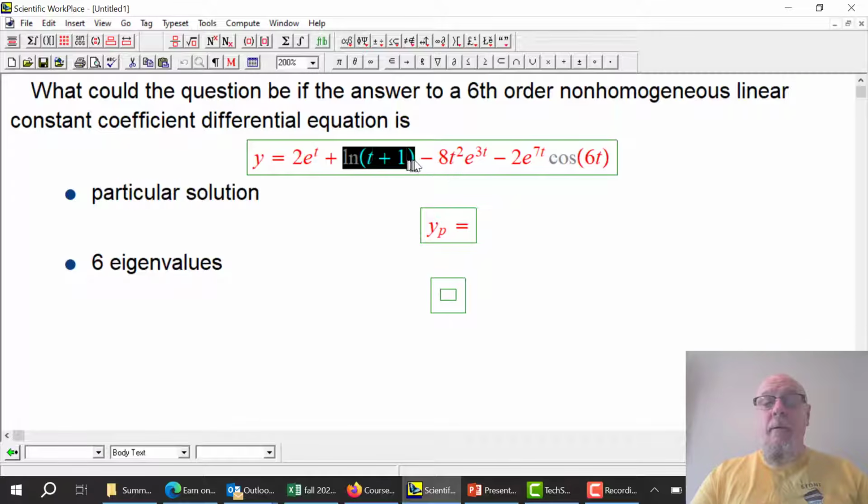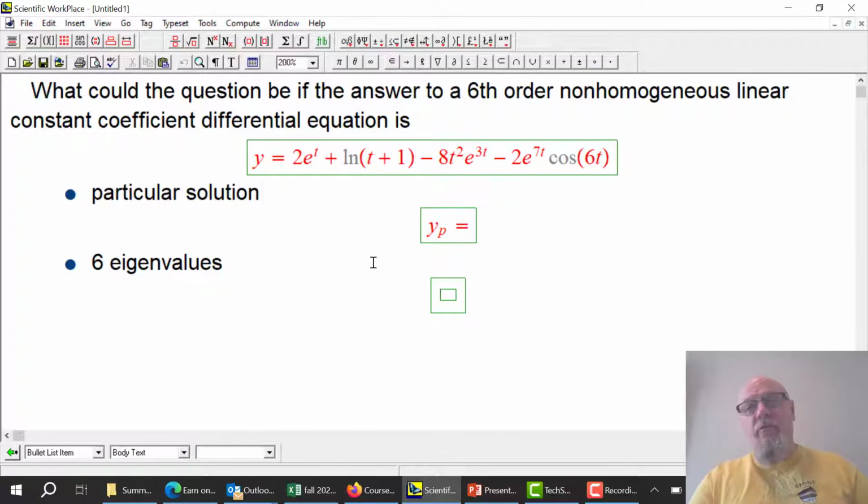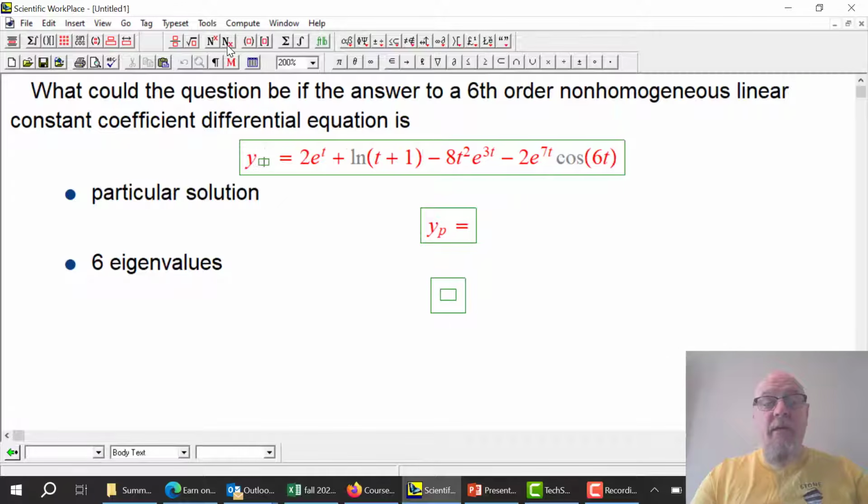This piece here, the ln of t plus 1, that's not anything that I would get. That's not a piece that would come about by one of the eigenvalues. So that must be the particular solution. Remember that the homogeneous solution plus the particular solution is equal to the general solution. And what we're seeing here is the general solution. So this piece must be the particular solution.